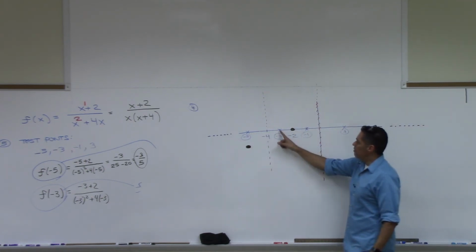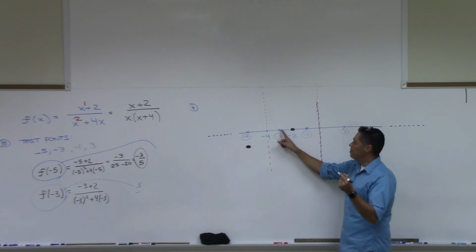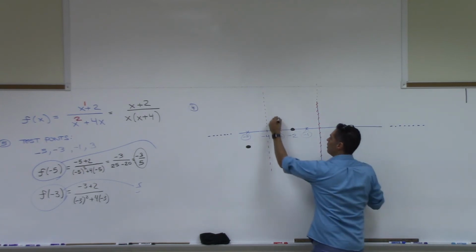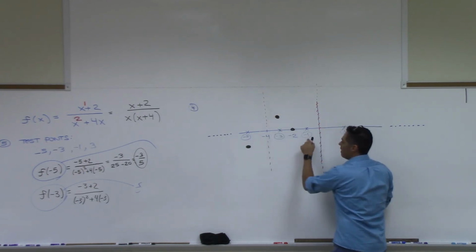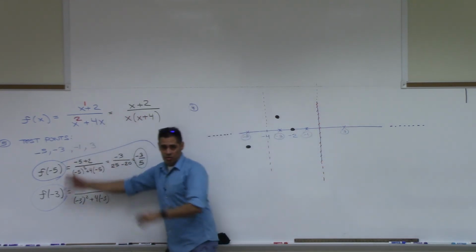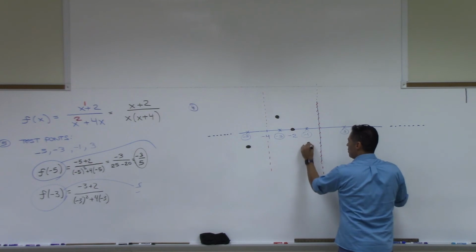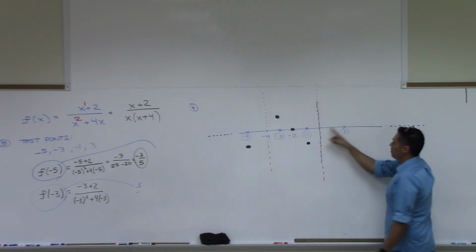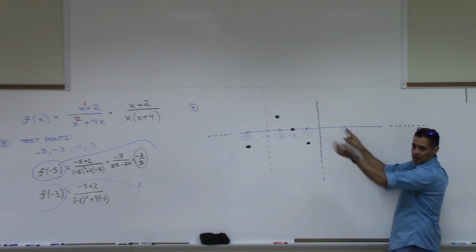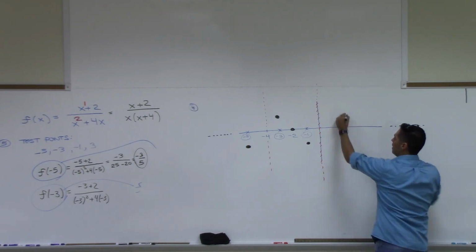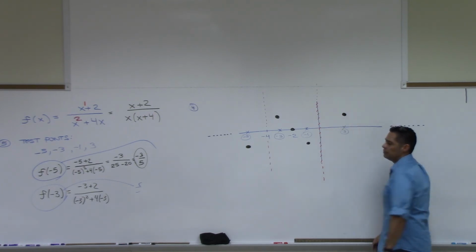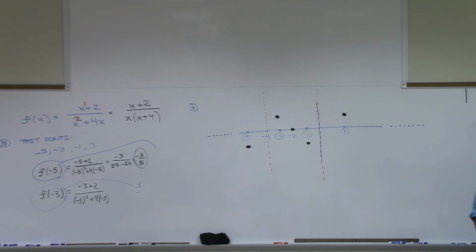At negative 3, we got a positive number, right? So I'm just going to go up and put a point up here somewhere. And then at negative 1, I didn't show it, but if you plug in negative 1, you're going to get a negative number. So it's going to be down here somewhere. And then at 3, if you plug 3 in, I'm not showing it, you would get a positive number, which means it would be up here. We're almost there. All right?